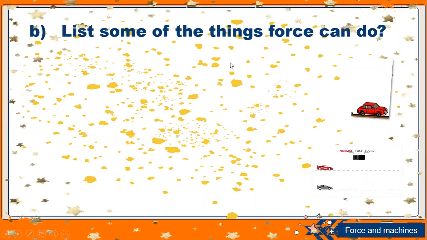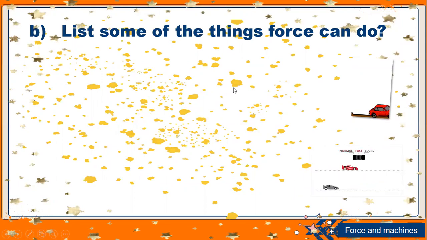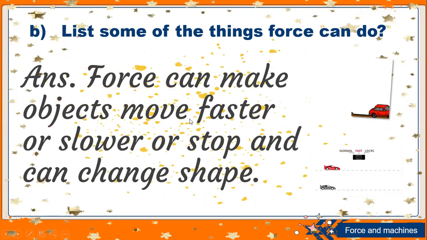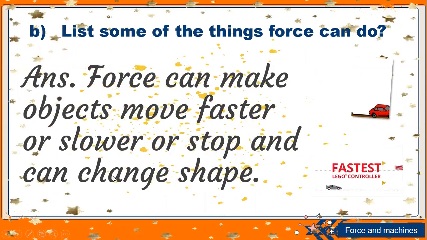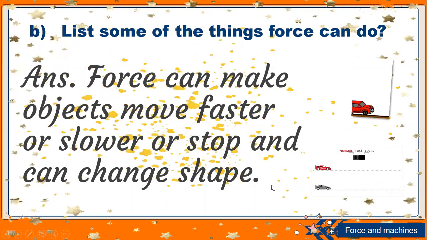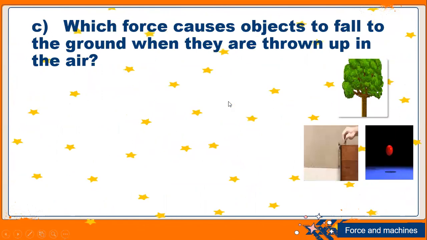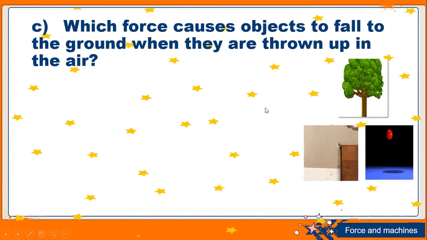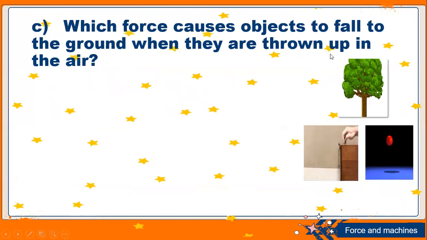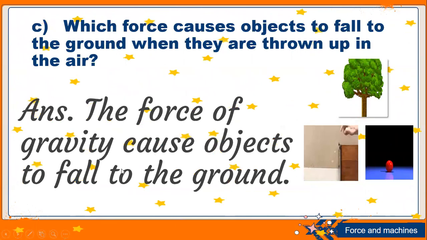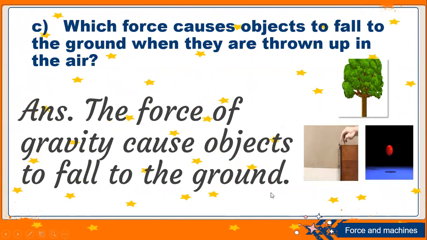List some of the things force can do. Force can make objects move faster or slower or stop, and can change shape. Which force causes objects to fall to the ground when they are thrown up in the air? The force of gravity causes objects to fall to the ground.